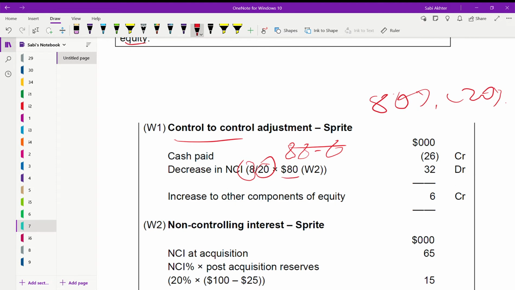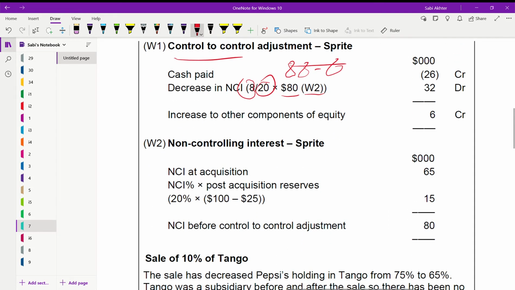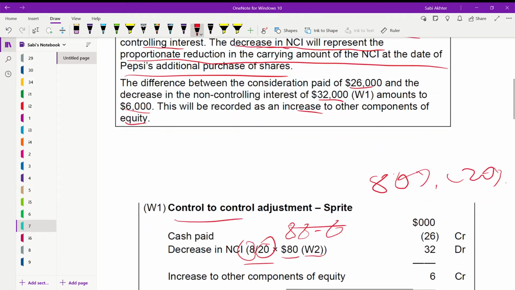How 80? You have to calculate it in working 2. NCI at acquisition is given, 65. You have to add the post-acquisition reserve. So 20% of 100 minus 25. Post-acquisition reserve means the retained earnings and all. How much it increased, which is 80. So on this 80 only you have to take this proportion. Okay, so that's it for the Sprite.